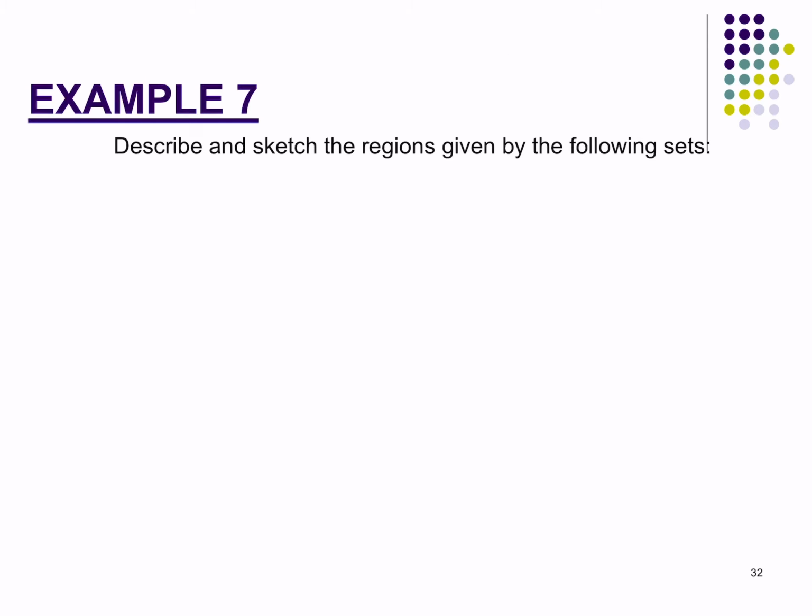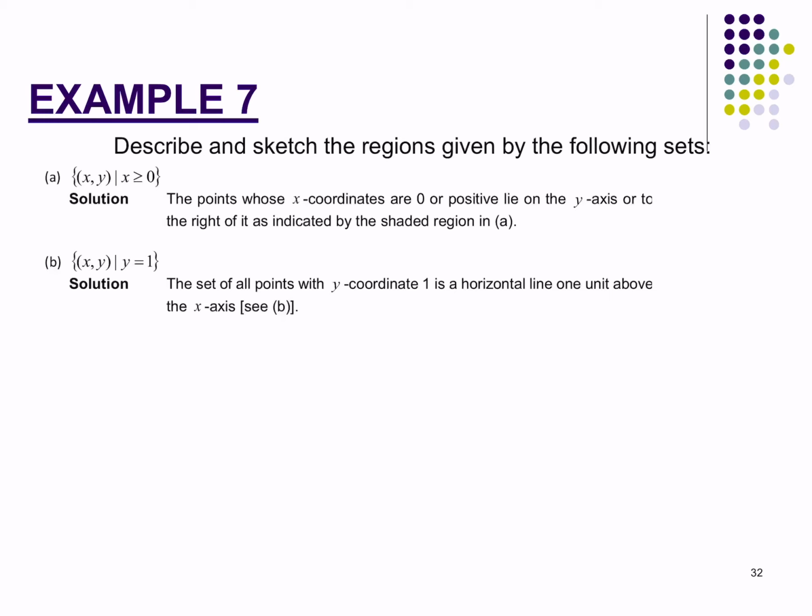Okay, so next, example 7: describe and sketch the regions given by the following sets. Here in part A, I give you the x and y, and then the definition for x when x is greater than or equal to 0. In this case, we know that the points whose x coordinates are 0 or positive lie on the y-axis or to the right of it. Therefore, the shaded region in part A should be given in this format.